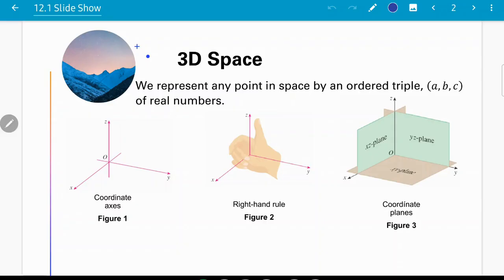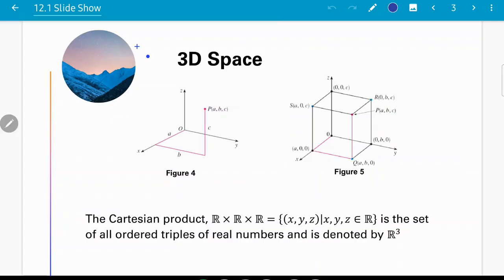The xy plane is the plane that contains the x and y axes. The yz plane contains the y and z axes, and the xz plane contains the x and z axes. These three coordinate planes divide space into 8 parts called octants. The first octant in the foreground is determined by the positive axes.